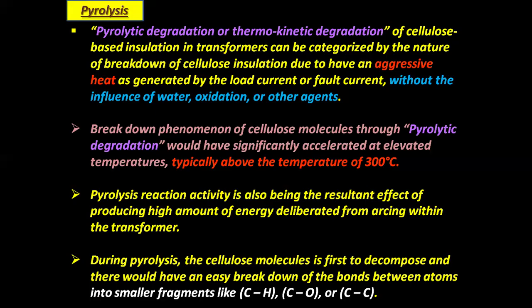The pyrolysis reaction is also the resultant effect of a high amount of energy liberated from arcing within the transformer. During pyrolysis, the cellulose molecules are first to decompose, and there is an easy breakdown of the bonds between atoms into smaller fragments of C and H, C and O, or CC.